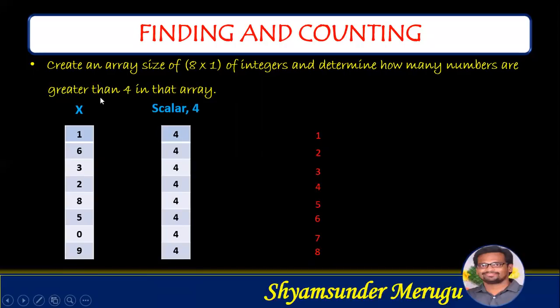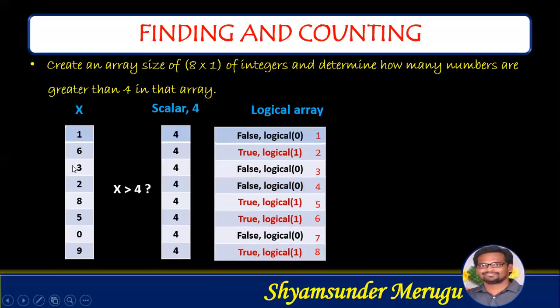Whenever we go for greater than, that is a relational operator, the scalar has to be expanded to meet the dimensions of the variable with which it is compared. So we need to check whether x is greater than 4. In that case, the corresponding position elements of x and the scalar will be compared. So the 1 of x will be compared with the 4. 1 is greater than 4? It is false, right? Then internally a logic 0 will be generated. Like that the corresponding elements will be compared to check whether the elements of x are greater than 4 or not.